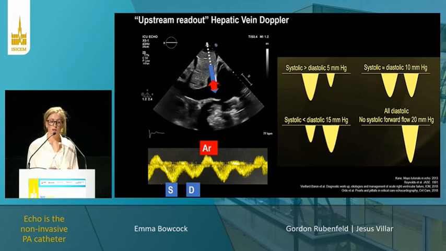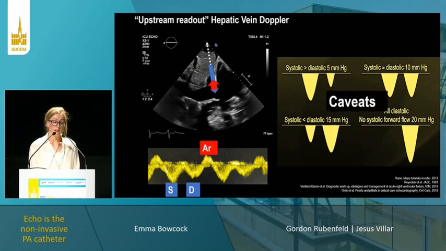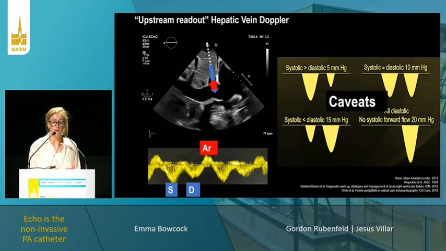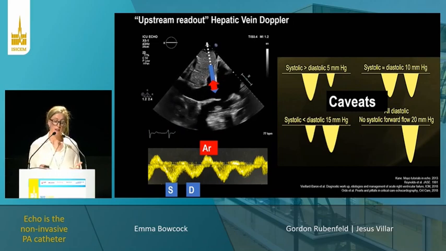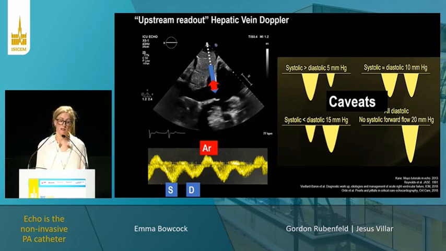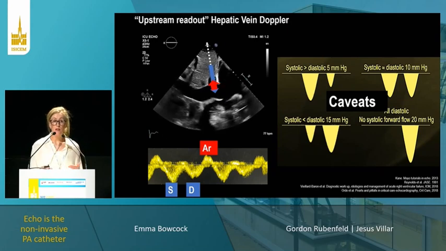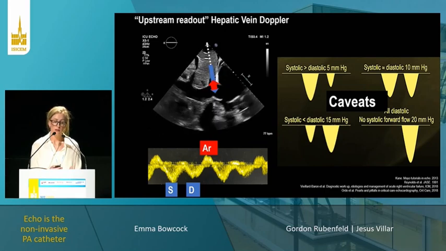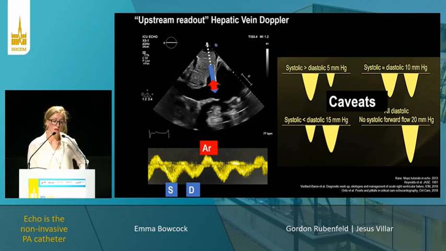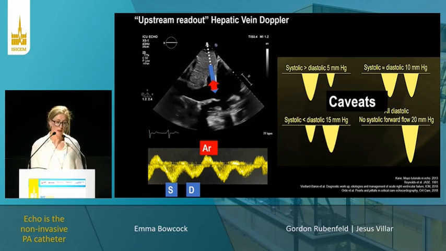But I think key to all of this is the trending in the individual patient. And like any measurement with flow and Doppler, there are caveats with that: the effects of mechanical ventilation, the effects of arrhythmias, and of course any constraining effects on the pericardium, such as in constrictive pericarditis. Of course, we're going to get diastolic flow reversals, and so this can be messed up and we can't use it. But generally, if we trend it in the individual patient, it's helpful.